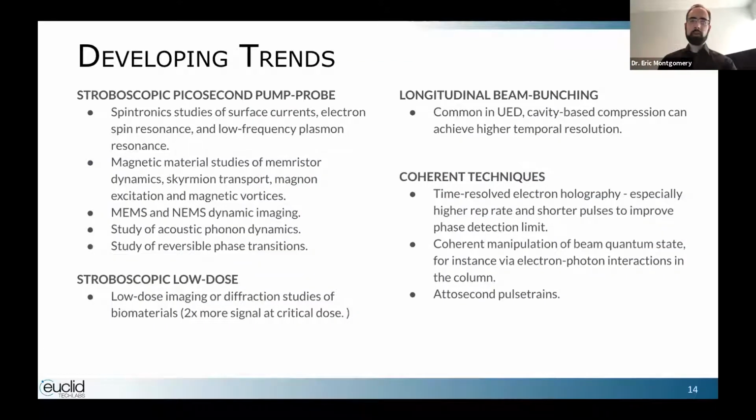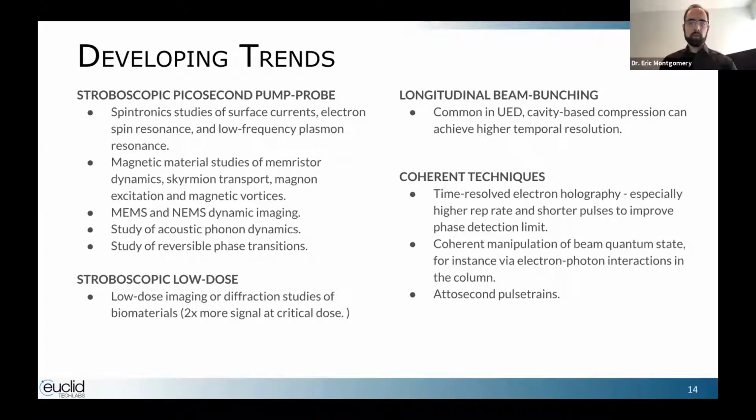Developing trends in the field are really exciting. So I think there's a lot of room for new ideas and some very, very good work to be done going forward. The stroboscopic pump probe with picosecond or even femtosecond resolution starts to allow things like studying of spintronics, plasmon resonances, magnetic materials, skyrmion transport, magnon excitation and magnetic vortices, dynamic imaging of MEMS and NEMS systems, and then the study of phonon dynamics, as John mentioned, as well as reversible phase transitions.